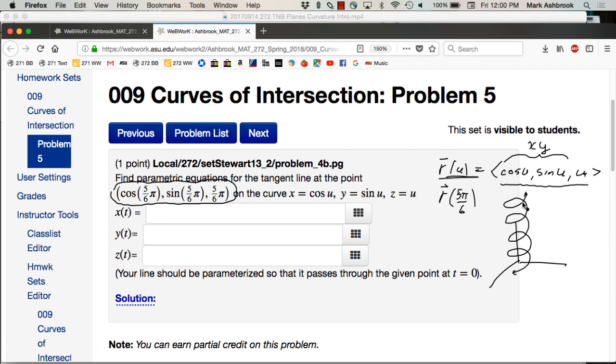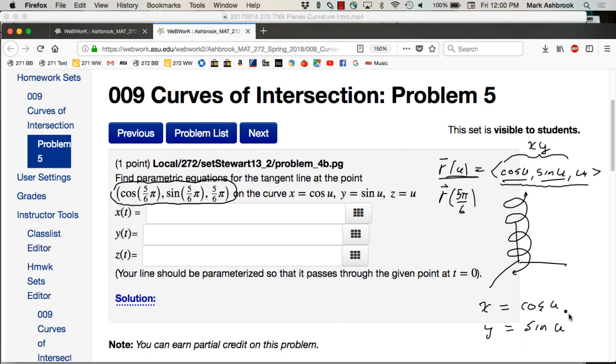So is it a circular or elliptical cylinder? Circular, right? Circular because you've got the same radii in the x and y direction. So what is the equation of that cylinder? 1 equals x squared plus y squared. So x equals cosine u and y equals sine u.